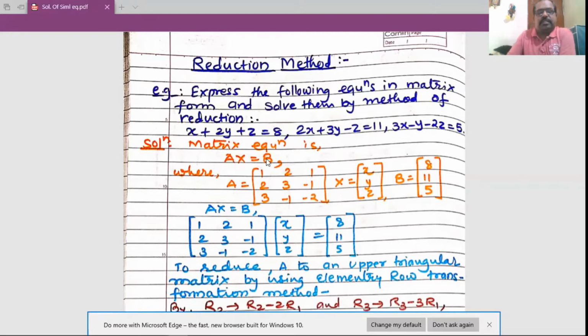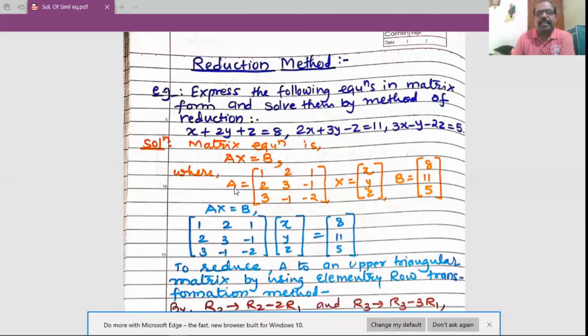First we need to write the equations in matrix equation form. So the matrix equation is given by Ax equal to b, as we have seen in the previous method also. The first method we already saw in the last video, that is the matrix inversion method. So this is the second method. In the matrix inversion method also we need to write the given equations in matrix form, that is known as the matrix equation. It is given by Ax equal to b.